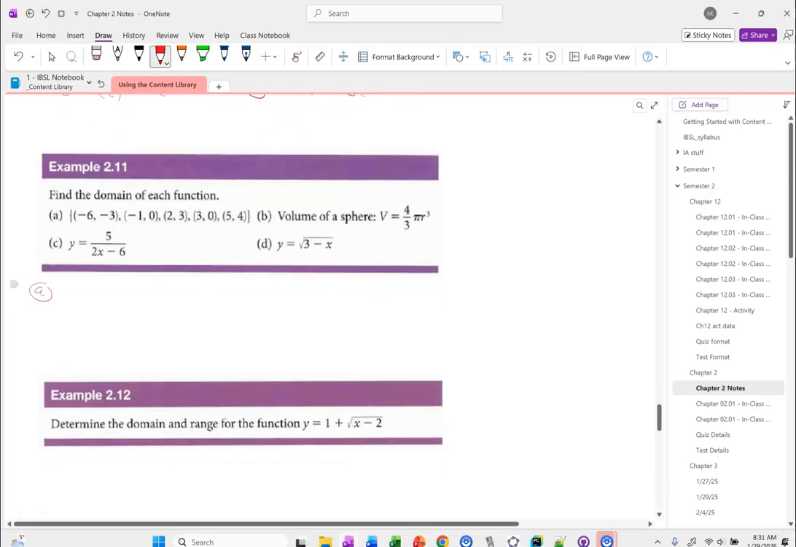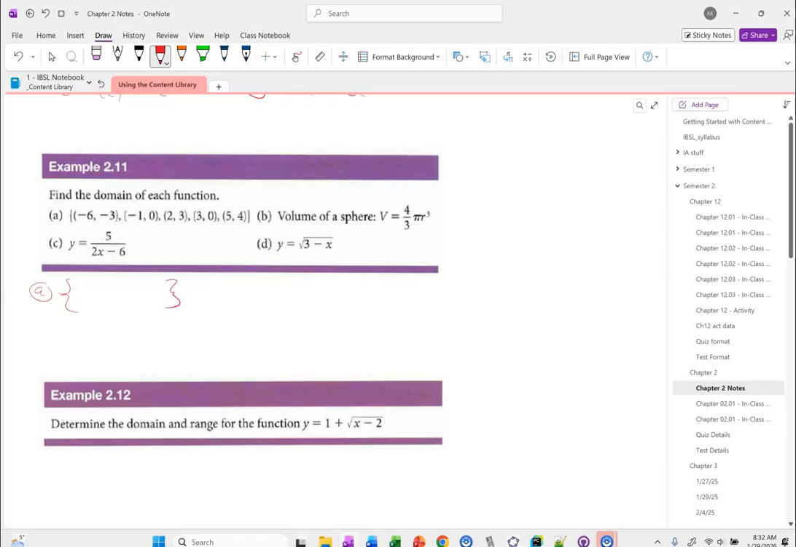Let's do some domains and ranges here. Actually, just domains apparently. So if I look at the first function, that set of ordered pairs, what is the domain? Domain is a set, right? How many numbers are going to be in that set? Infinite or finite? Finite. So if I have a finite number of elements, I'm going to use just a set. What are the elements in this set?